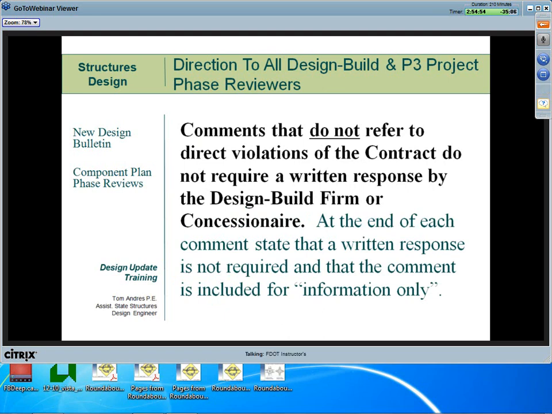Comments that do not refer to direct violations of the contract do not require a written response by the design build firm or concessionaire. At the end of each comment, state that a written response is not required and that the comment is included for information only.